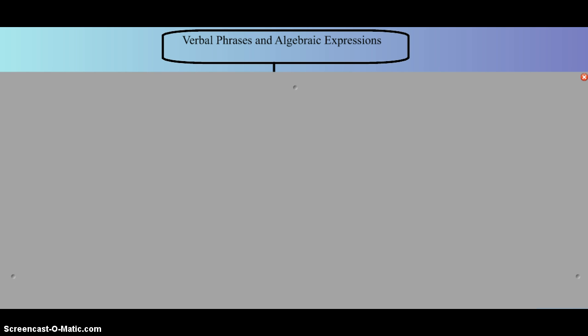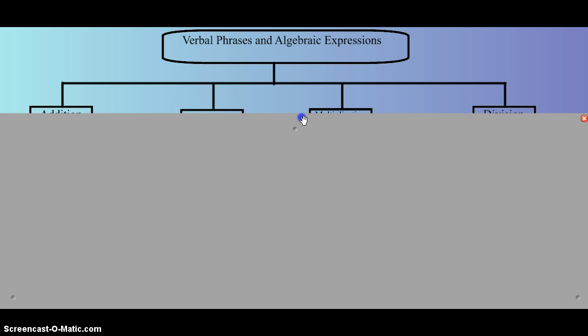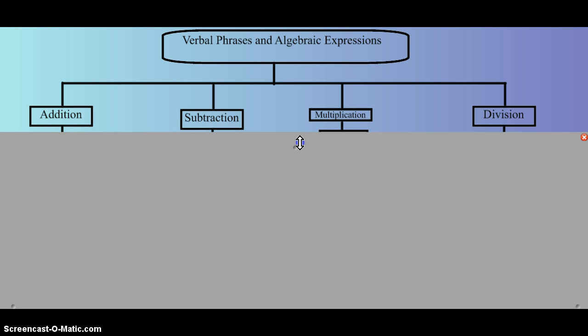The first thing that we're going to do is make a tree map in our notebook. So I'd like you to go ahead and write this at the top of your notebook page for today. It says verbal phrases and algebraic expressions. And then you're going to draw a branch off of that title. And we're going to have 4 main branches on our tree. So feel free to pause the video and make sure that yours looks like this before we go any further.